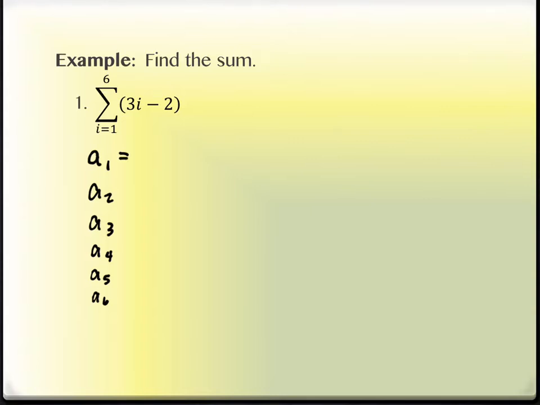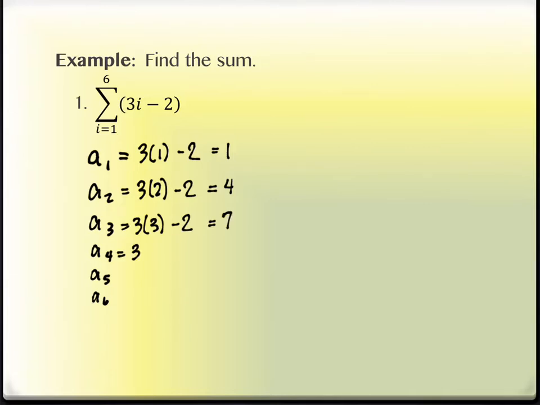When I look at finding a sub 1, it literally means put 1 in for i. So I have 3 times 1 minus 2. What is 3 times 1 minus 2? It's 1. And then I'm going to do 3 times 2 minus 2, which is going to give me what? 4. How about 3 times 3 minus 2? 7. We're going to do one more and we're going to pause. What is 3 times 4 minus 2? 10.